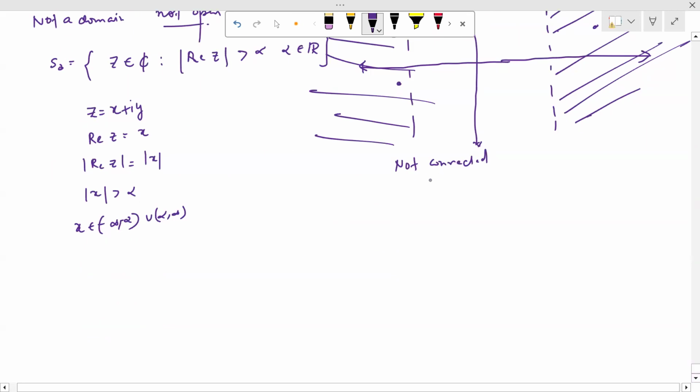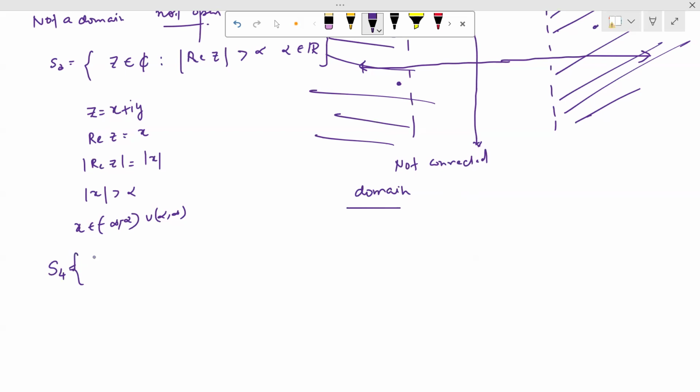Okay, so this is not connected, and therefore we can say that this is not a domain. Rather, we can say this is a region. That is not a problem, but this is not a domain. Is that fine? Similarly, let us say another one. We'll do all these things tomorrow also, but just a few examples, and then tomorrow we are going to see in more detail, or do more questions.